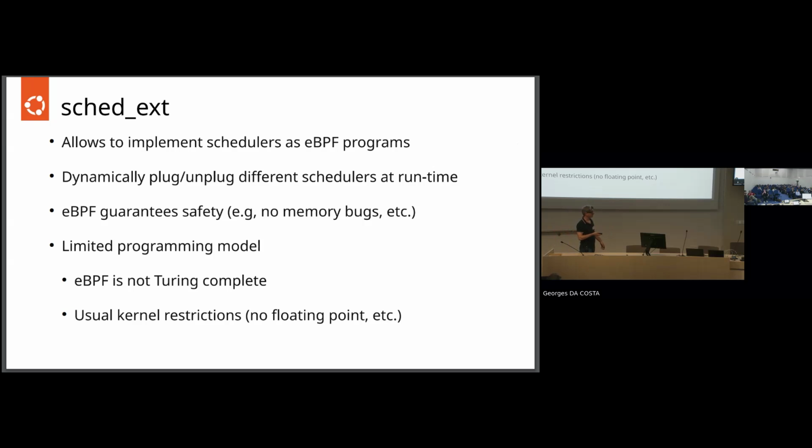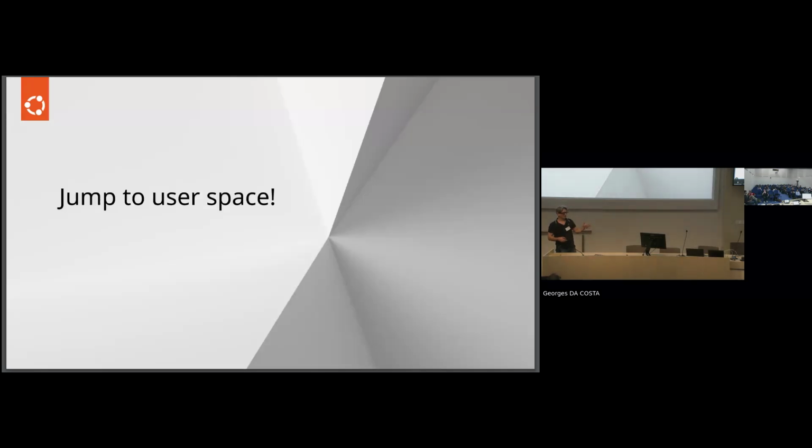But the thing is, there's a limited programming model because in eBPF, you can't do everything. It's not Turing complete, even if you can do a lot and it keeps improving. But it's still limited by the programming model, and you have the usual kernel restrictions. Like we all know, no use of floating point registers, the stack is limited, and other limitations. So that's why I proposed, why don't we jump to user space?